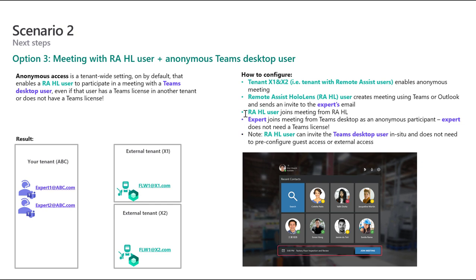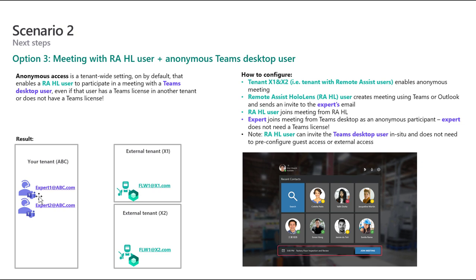Then the Remote Assist HoloLens user will log into Remote Assist on HoloLens, and they will see a pop-up that gives them a button to join an upcoming meeting. So that's how the HoloLens user joins the meeting. How the expert joins the meeting is that they will go into their email, click the invite link, and launch the Teams desktop app, and they are able to use it as an anonymous participant. This means that the expert will not need a Teams license at all, but if they do, they will still be able to join the call.